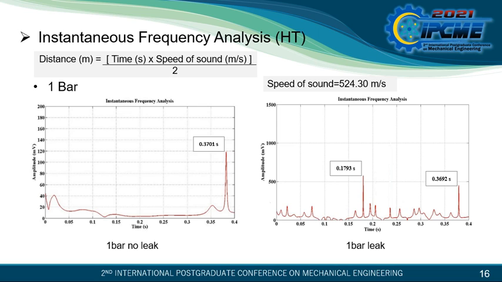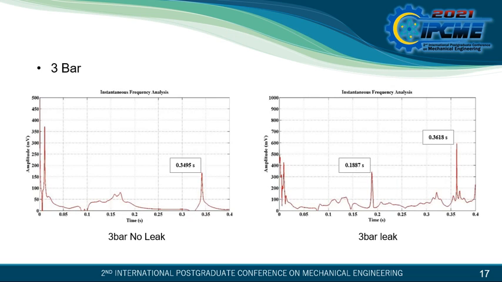The pipe material used has a speed of sound of 524.3 meters per second. For no leak at 3 bar water pressure, we can see that the peak clearly appears at 0.3495, assumed as the outlet position. While for the leak signal, the peak appears at two positions, 0.1887 second and 0.3618 second, for the leak and outlet positions respectively.